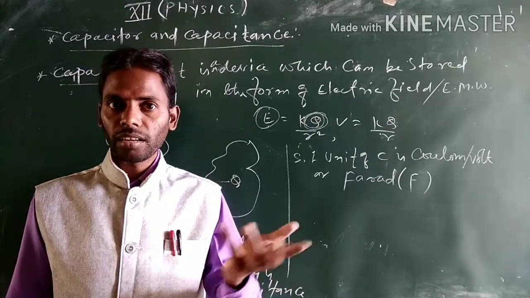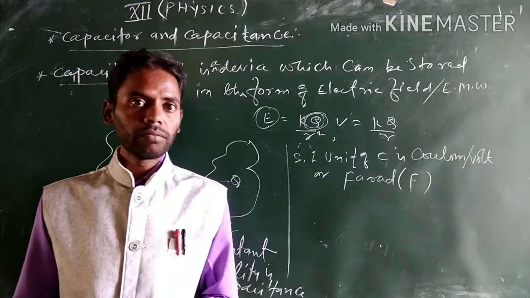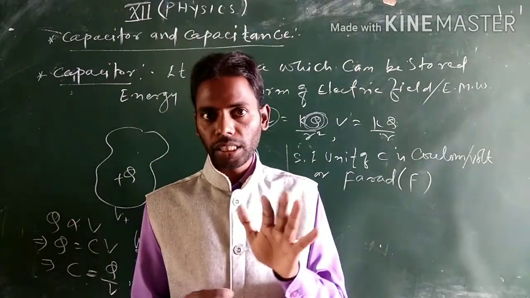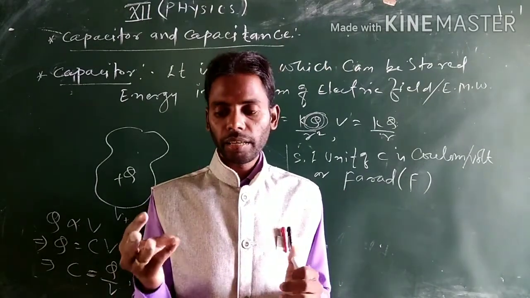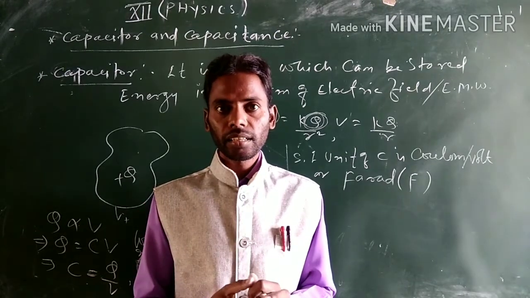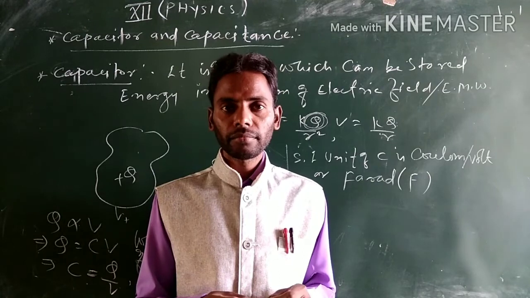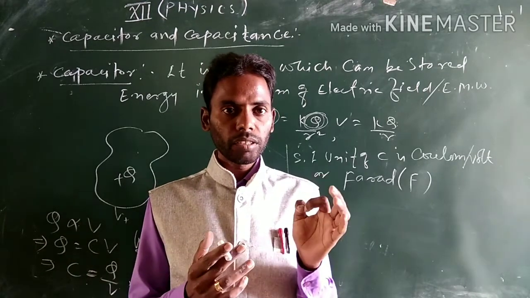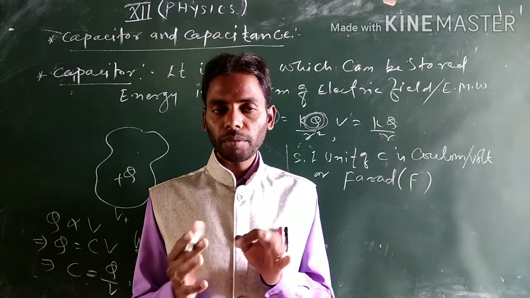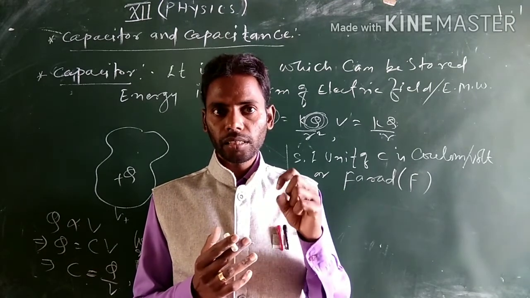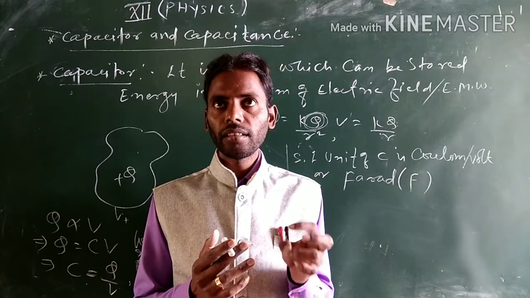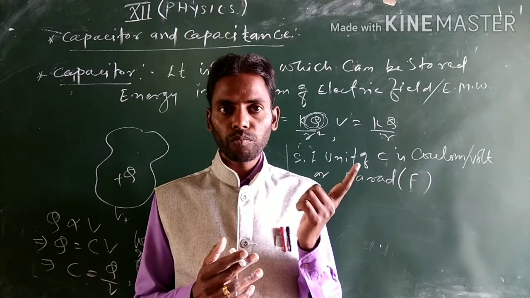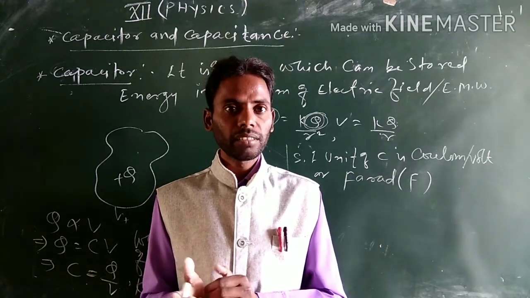It depends on the geometrical configuration of the conductor, right? That means it depends on the shape, okay? Capacity depends on its shape, size and distance, right? And the nature of the medium, okay? Capacity depends on the geometrical configuration of the shape of the conductor, and then the medium, right? It doesn't depend on the potential, charges and electric field, okay?